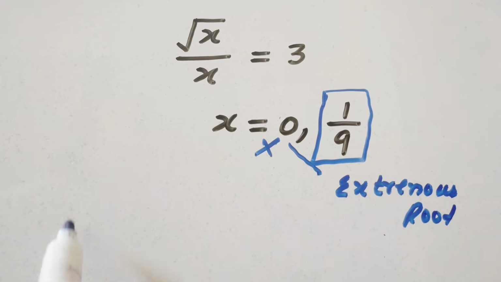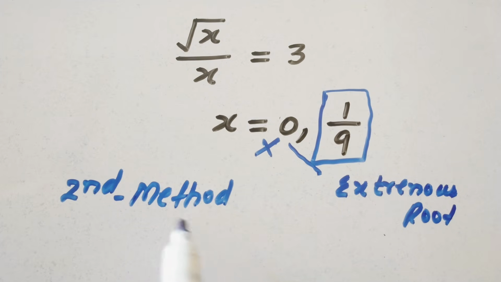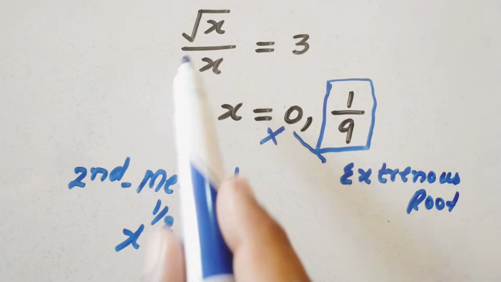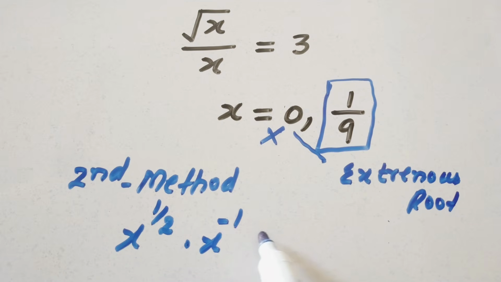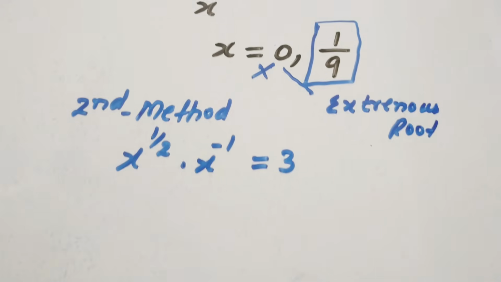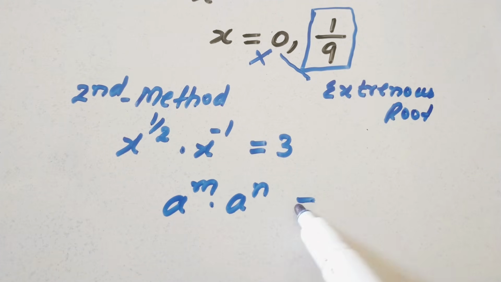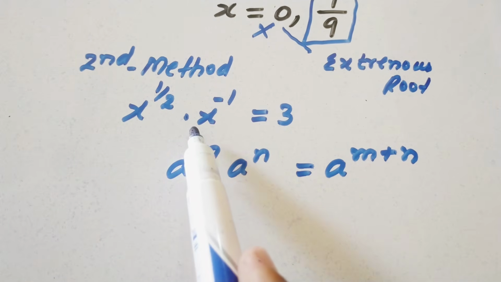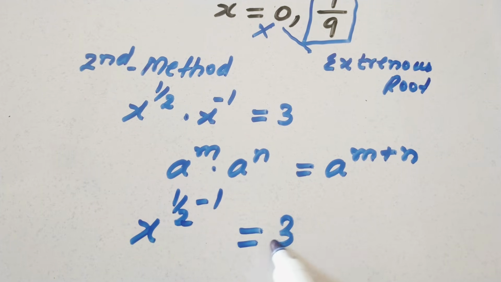In the second method, we can write this square root as x power 1 by 2, because the value of square root is 1 by 2, and by moving this x from denominator to numerator, this will become x power minus 1 is equal to 3. When the bases are same, let a power m multiply by a power n, then their powers will be added, m plus n. So the above equation, x power 1 by 2 multiplied by x power minus 1, will become x power 1 by 2 plus minus 1, which is minus 1, is equal to 3.